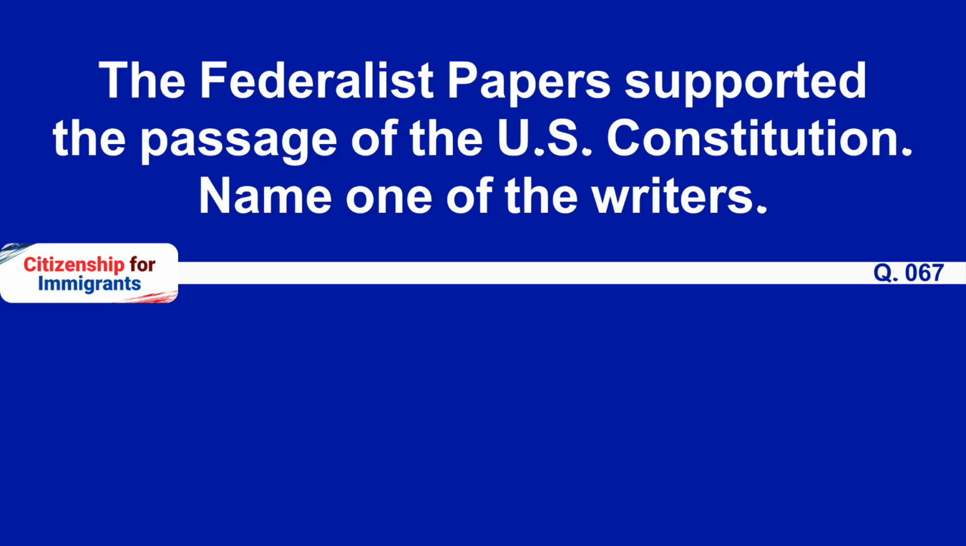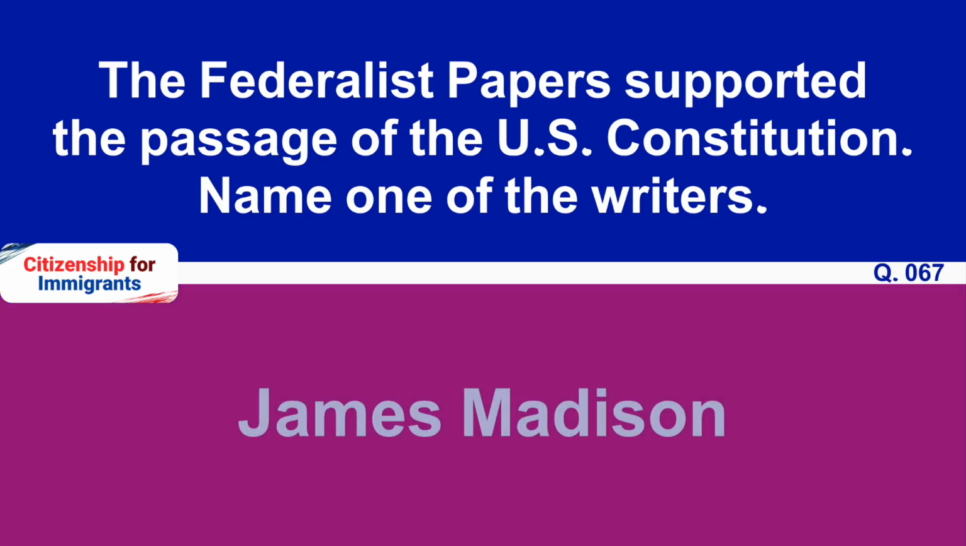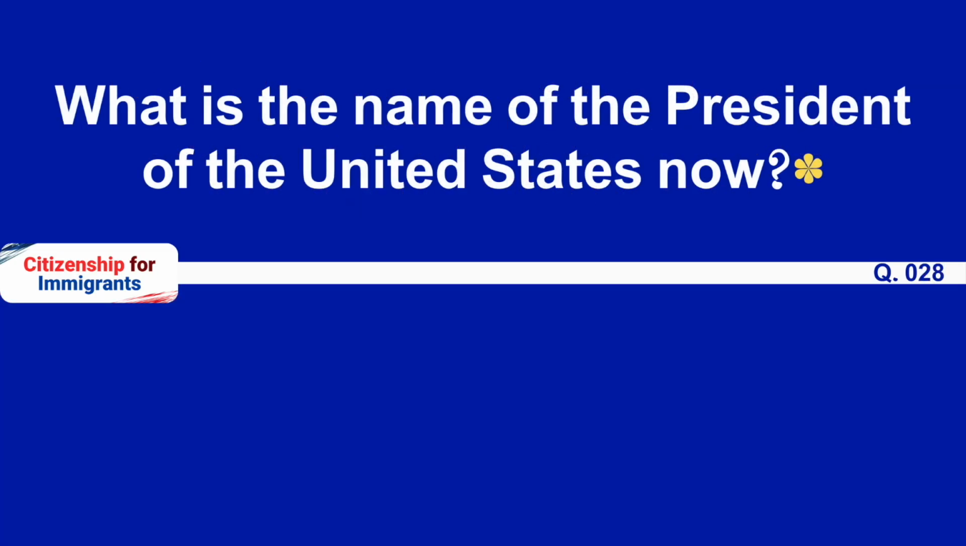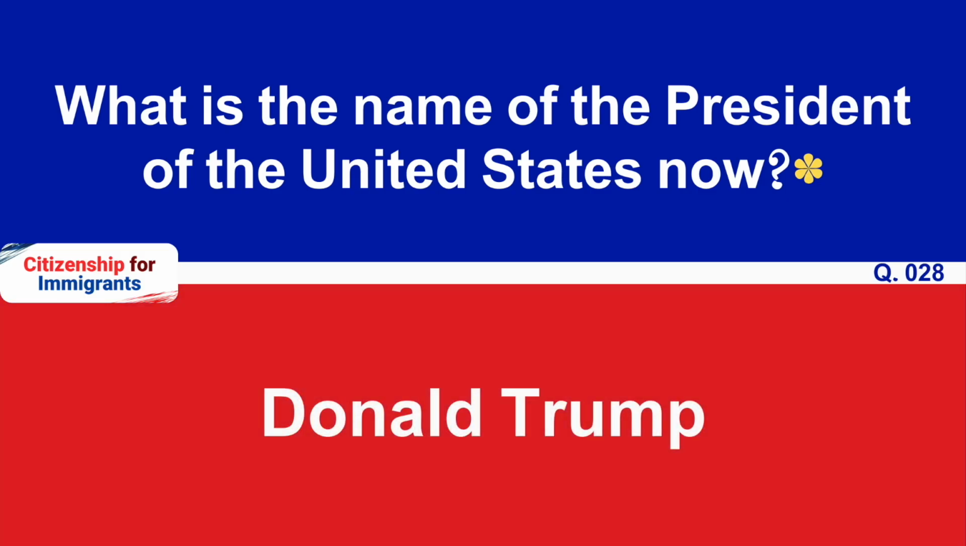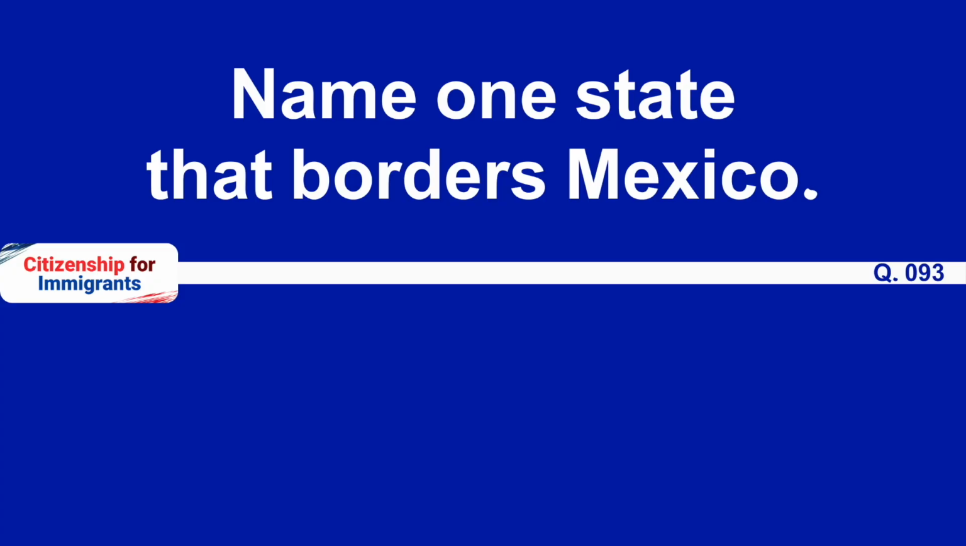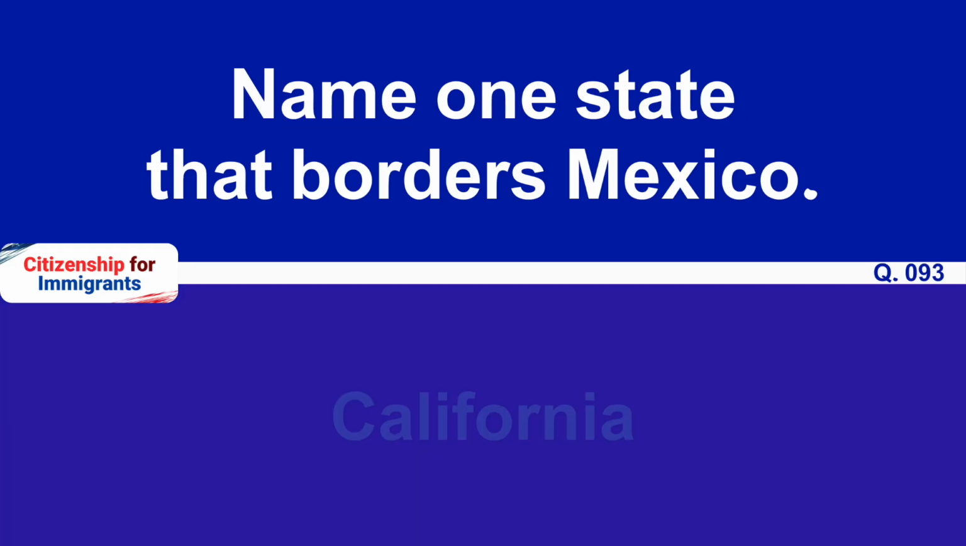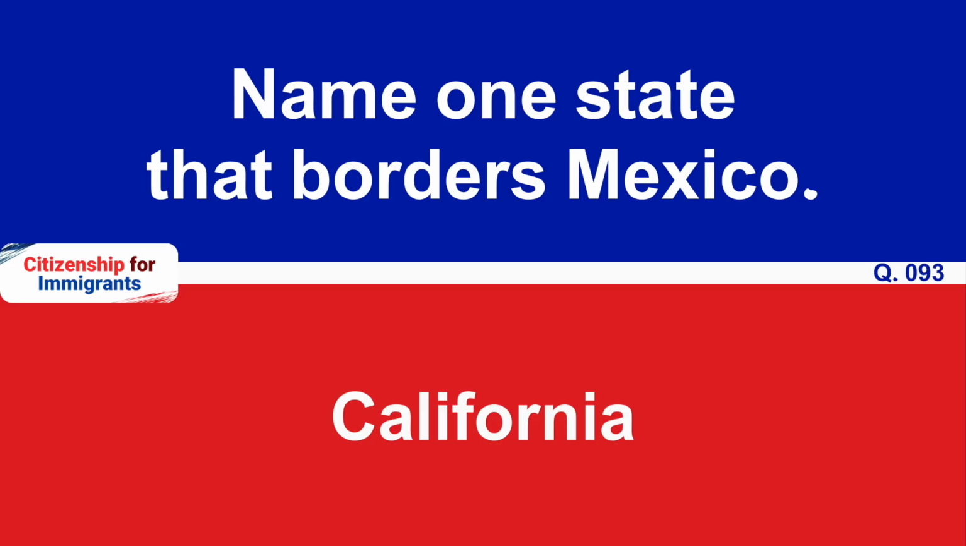The Federalist Papers supported the passage of the U.S. Constitution. Name one of the writers. James Madison. What is the name of the President of the United States now? Donald Trump. Name one state that borders Mexico. California.